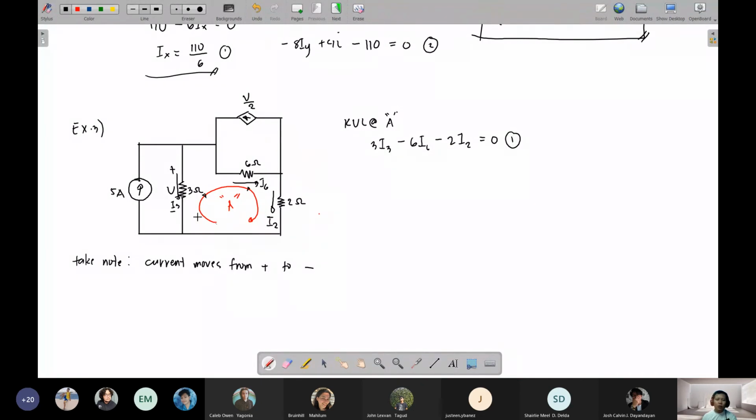Next. Oh, I have no other loop. So we will proceed with step number 4. Apply KCL. So question is, how many nodes are there in this circuit? Now for this circuit, actually, you can have 3 nodes. Where, sir? Okay? First node, this one. This has many connections. This is a node wherein it represents the connection between this dependent current source, the 6 ohm resistor, the 3 ohm resistor, and the 5 ampere current source.